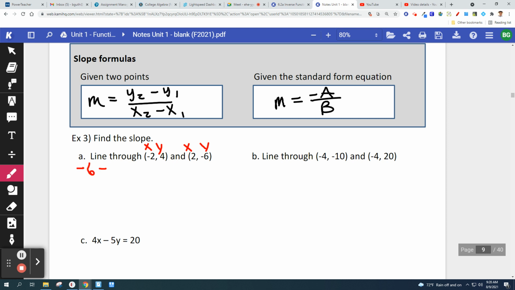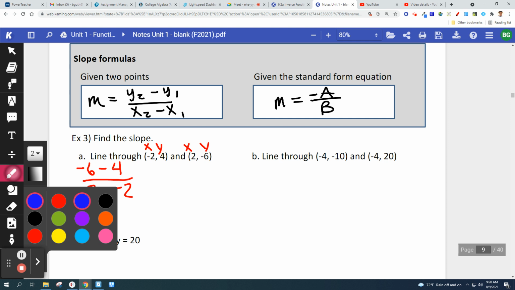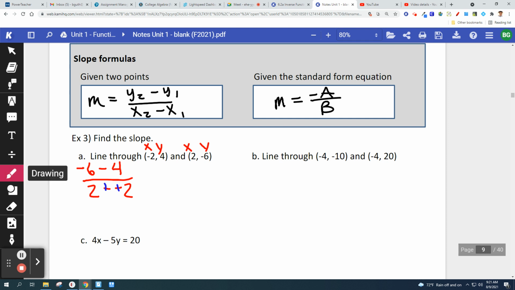y2 minus y1 over x2 minus x1. Notice you've got a minus minus there, minus negative 2. So I always like to add the opposite. Negative 6 minus 4 is negative 10. 2 plus 2 is 4. Reduce your fractions always. Reduces to negative 5 halves. That's the slope. All right. That feels like a problem you've done before.